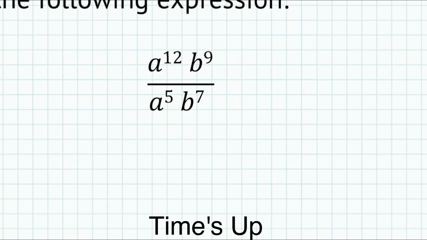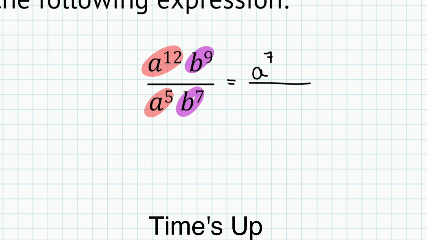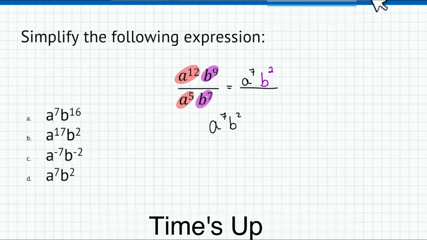So here we go. A to the power of 12 over A to the power of 5. That right there, that'll give us A to the power of 7 up top because we're subtracting. And then over here with B to the power of 9 and B to the power of 7, that's going to give us B to the power of 2. And that'll stay up top. And there we go. And that'll just be it. A to the power of 7 times B to the power of 2. My party people, are we good on this one? Do we understand why it's the positive version and not the negative version?